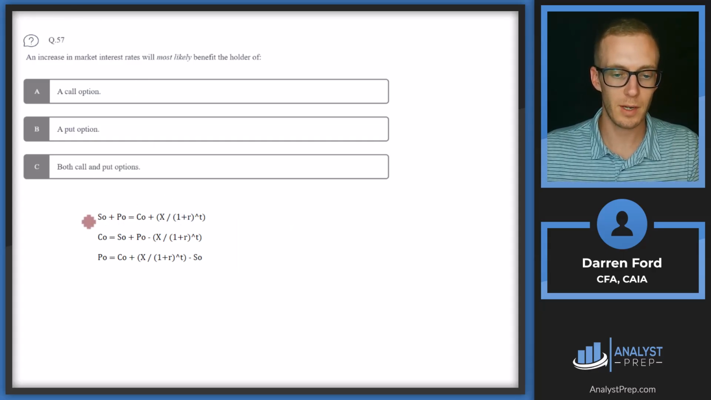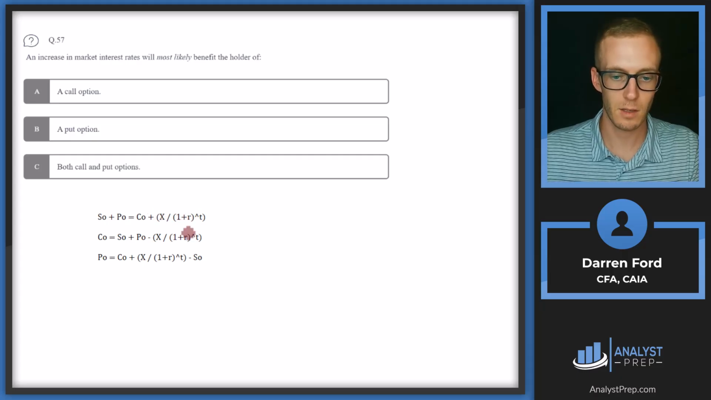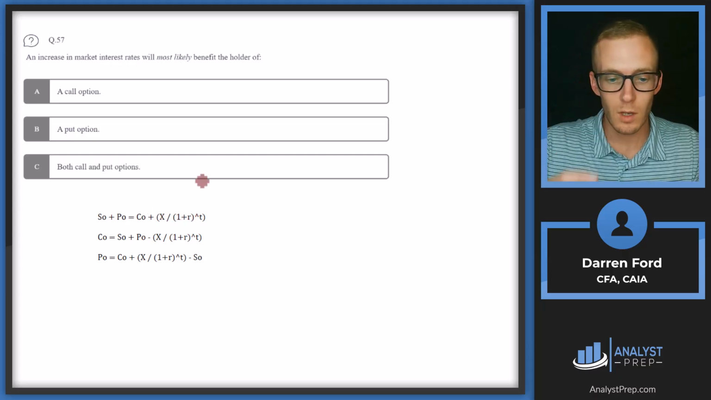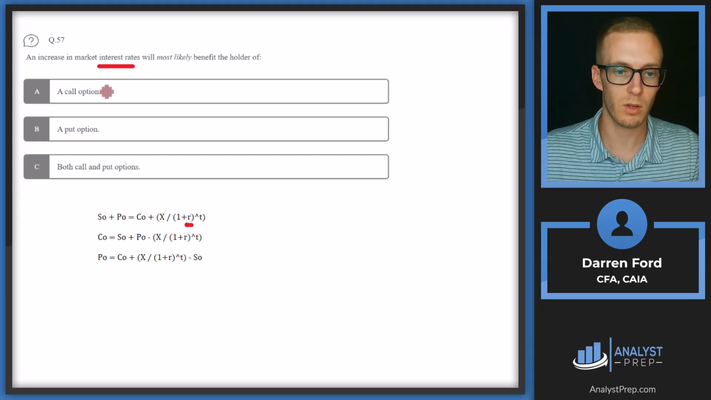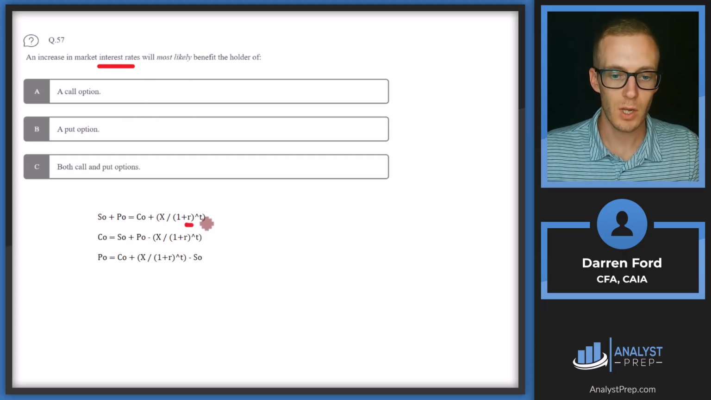So for put-call parity, we've got the underlying plus the put equals the call plus the strike price of our option discounted back to the present value. So for the call option, we're looking at market interest rates. This R value is what we're evaluating, whether it benefits the call or the put option holder. If this R increases, is that going to help the call and help the put?